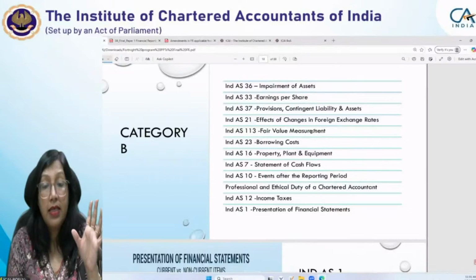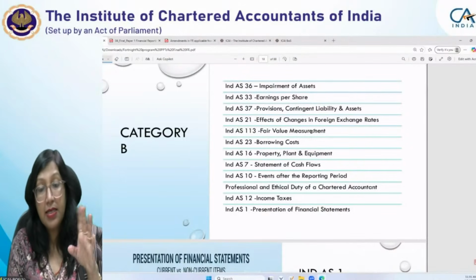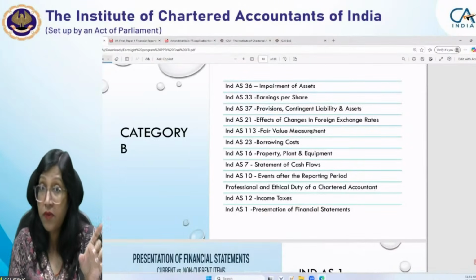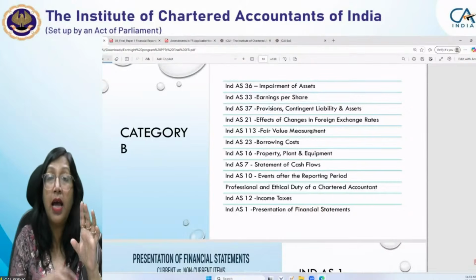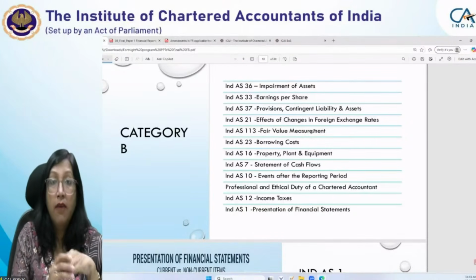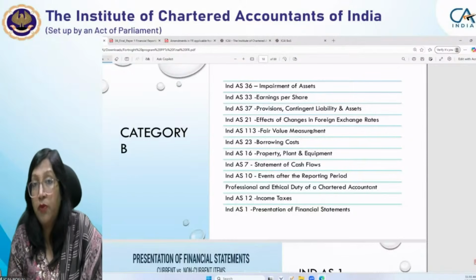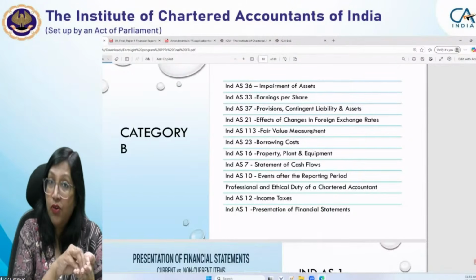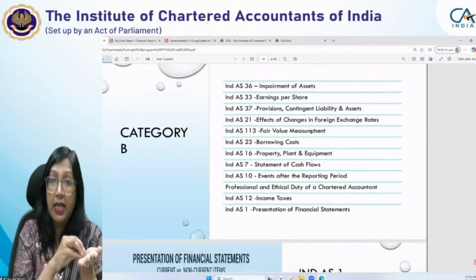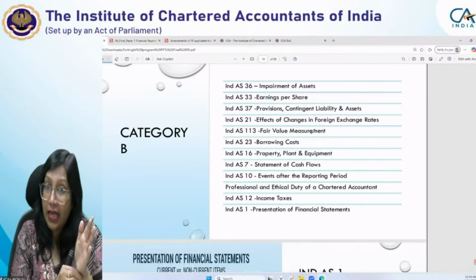Provisions, contingent liabilities, and contingent assets. Next is Ind AS 37. Most of the questions you will be asked are to determine the provision only: whether a provision is to be formed, if it is to be formed, by what value it is to be formed, and which method is to be applied. It is the expected value method or the most likely method.